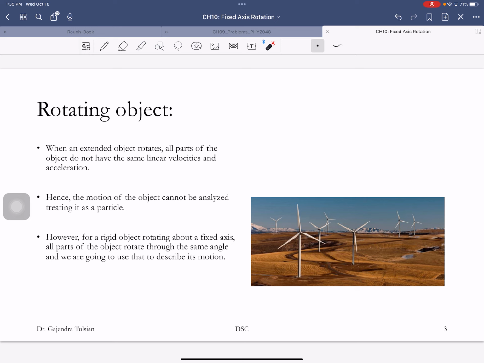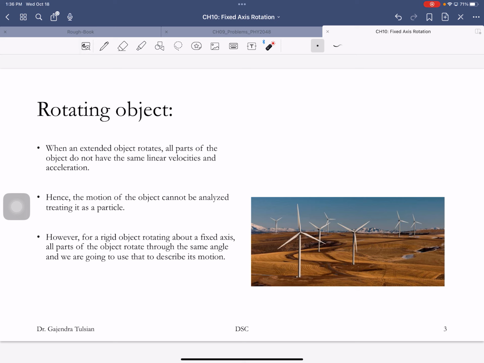So we are studying rotating objects, and you see rotating objects all over the place. When an extended object rotates, all parts of the object do not have the same linear velocities and accelerations. So hence the motion of the object cannot be analyzed treating it as a point particle. So we had to come up with a new coordinate. However, for a rigid object rotating about a fixed axis, for instance, for this guy, the axis would be that horizontal axis, that would be fixed, okay? And every point on the blade rotates through the same angle, okay? So that would not be true if, for instance, that was a liquid in a cup.